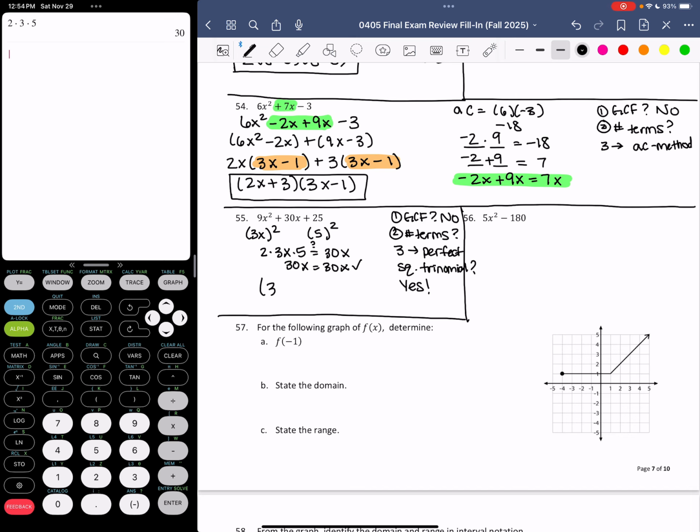So my factors are 3x plus 5 squared. My gosh, this pen has a lot of drag. Keeps messing up my numbers. I guess I'm not picking up my... I'm writing too fast, maybe.